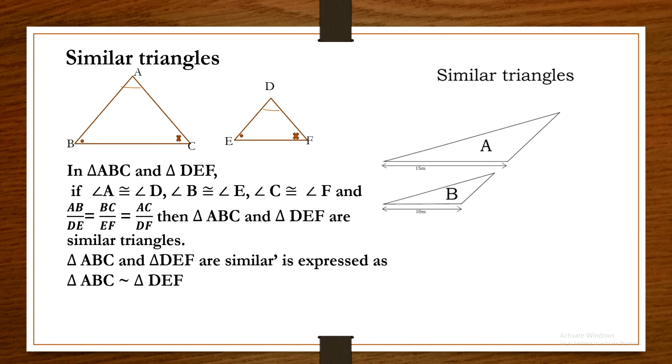For example, one side of triangle A is given as 15 meter, and another side is given as 10 meter. If we take the ratio 15 to 10, then on simplifying we get 3 to 2. In other words, it is 1.5 times the larger one. So these two triangles are said to be similar because all three corresponding angles are congruent and the ratio of sides are in proportion.